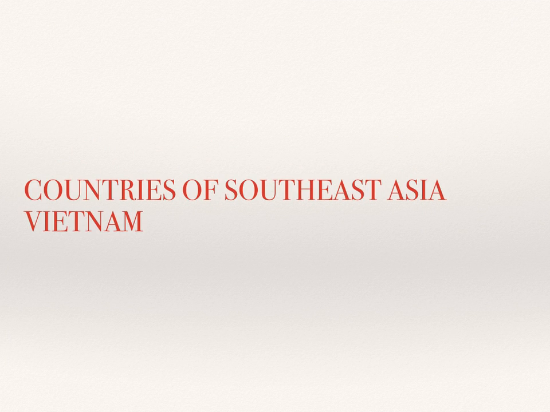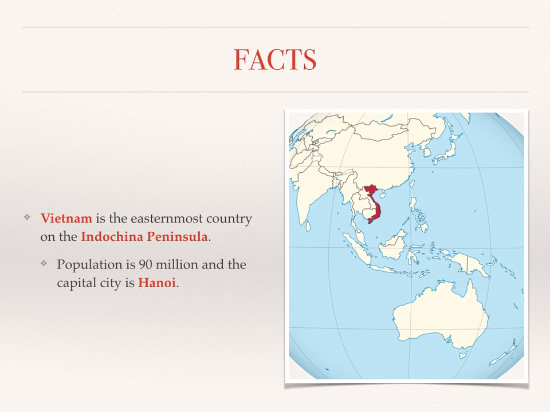Countries of Southeast Asia, Vietnam. Facts. Vietnam is the easternmost country on the Indochina Peninsula. It has a population of around 90 million. Capital city, Hanoi. If you look to the right, you see a map and its location.